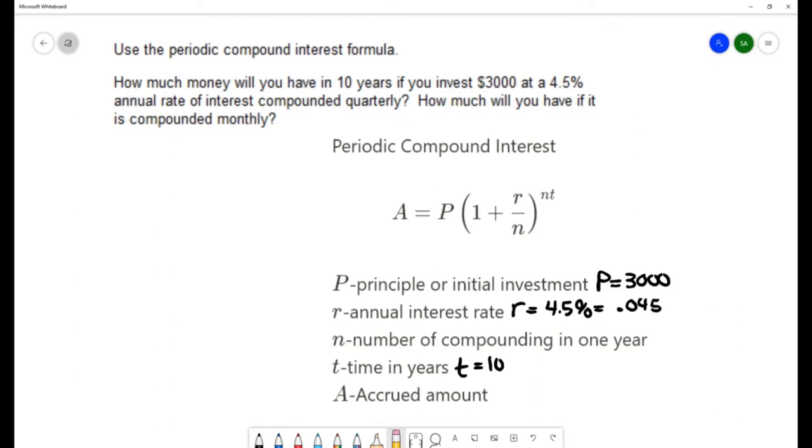And then, as I mentioned earlier, it says here that interest will be compounded quarterly and compounded monthly. So we have two questions. Interest will be compounded quarterly 4 times a year, and then we'll do the calculation again for monthly 12 times a year. And at the beginning of the problem it says, how much money will you have? This is how much money you are accruing with your initial investment and the interest. So this A is what we're trying to solve for in the problem.